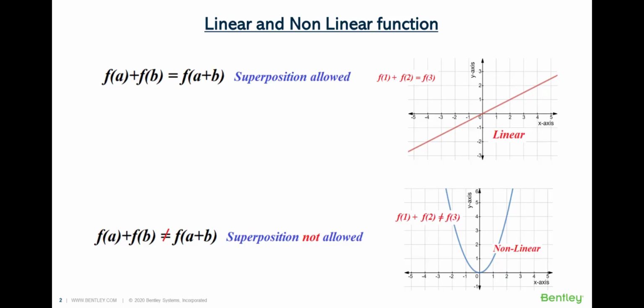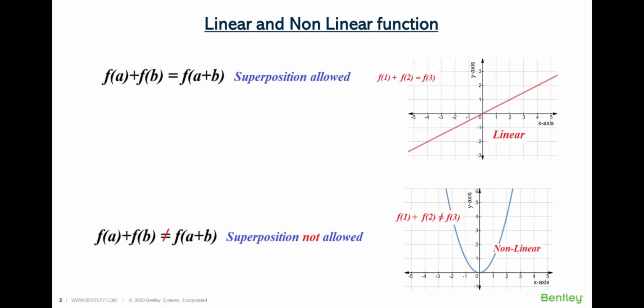Before moving forward, let's discuss more on linear and nonlinear functions, because this is the basis to explain the various ways to handle the stability situation, since structures behave linearly or nonlinearly. If we take the function f, and if f of a plus f of b is equal to f of a plus b, then this function is said to be linear. You can see on the screen that in the linear condition, the graph is completely straight. Numerically, for example, f of 1 plus f of 2 is the same as f of 3.